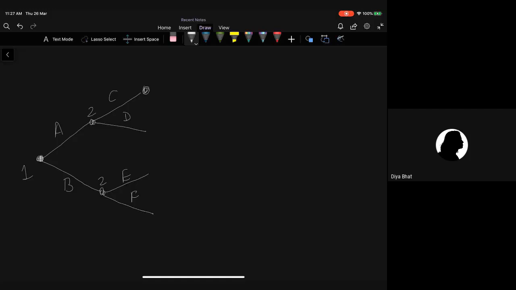For 1, again 1 moves after that. Choices are G, H. Here again 1 moves. Choices are I, J. Here 1 moves. Choices are K, L. Here again 1 moves. Choices are M, N.